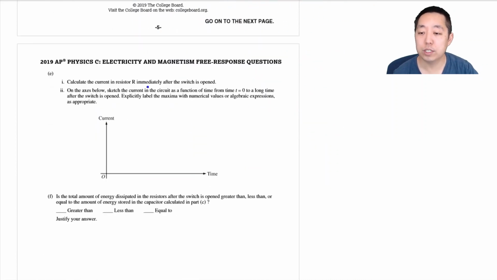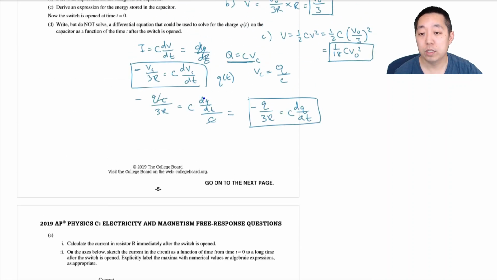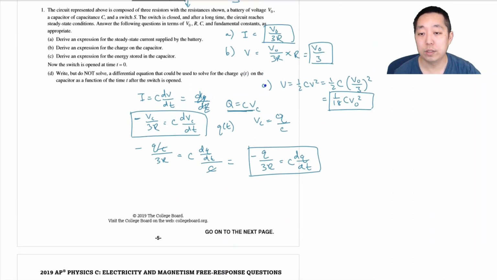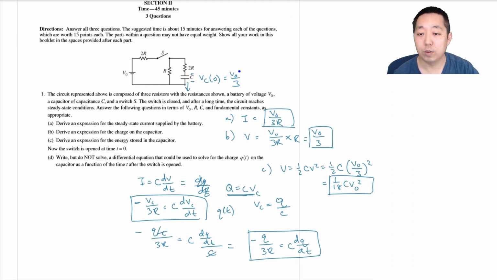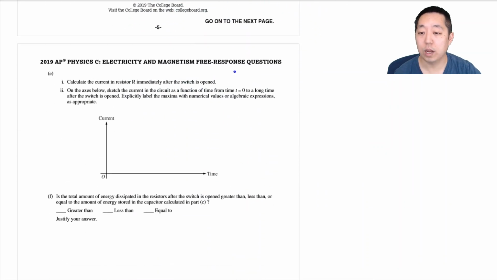So calculate the current in resistor R immediately after the switch is opened. Immediately when the switch is opened, we have a voltage V naught, and like we said, it's going through 3R. So I is going to be V naught over 3 divided by the total resistance of the two in series. So that would be 1/9 V naught over R.